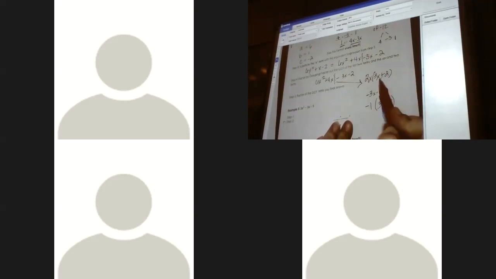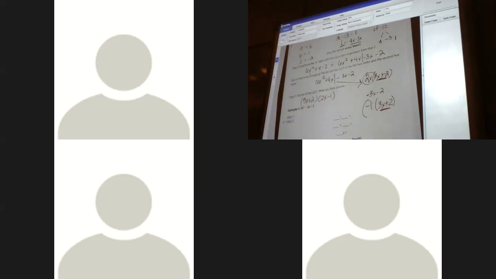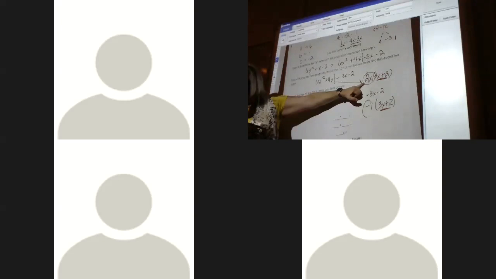So now we have this component, 3x plus 2, and then these two, times 2x minus 1. And that's it. I'm confused. Where is the 2x minus 1? It's right here, what we factored out.